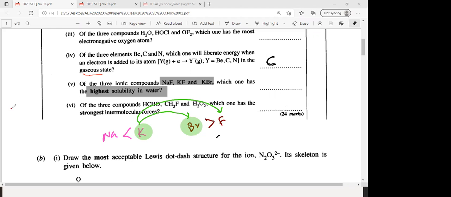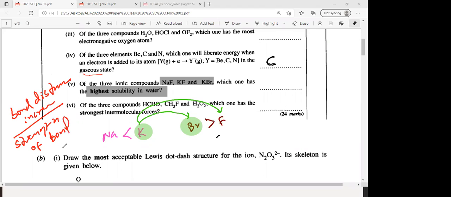When the bond distance increases, it is easy to break. Bond energy is less. Please copy it down if you want. When the bond distance increases, the strength of the bond decreases. Please write down: strength of bond decreases. When the strength of the bond decreases, it's easy to break down and dissolve, because for dissolving the ionic compound, the ionic bond or the ionic lattice should be broken down.